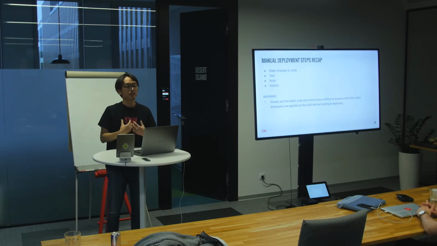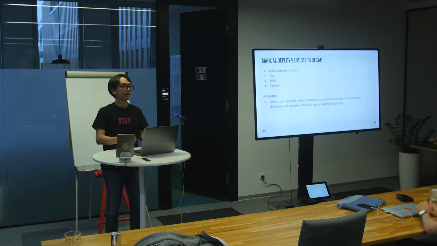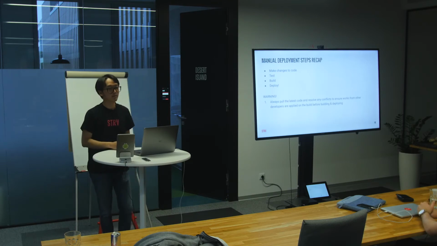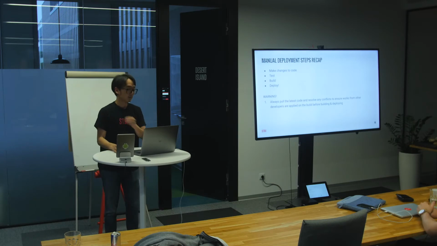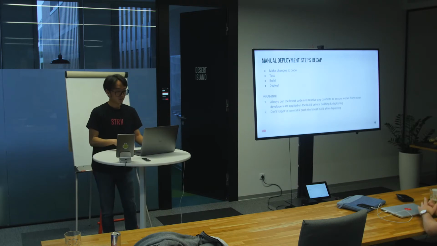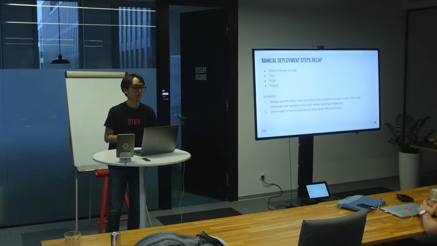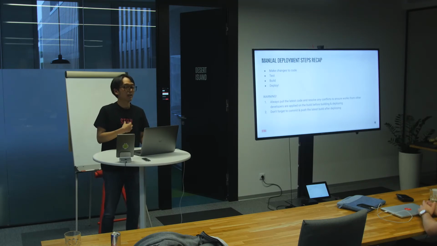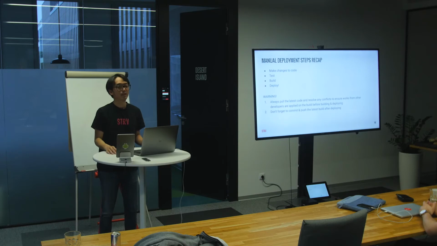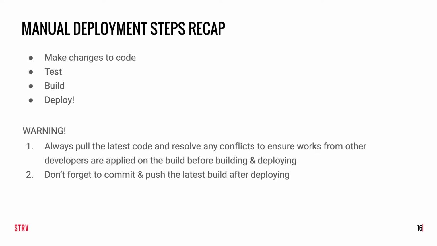What it means is that maybe my friend B has made feature B and put it on the repository, but I finished feature A on my machine. I build it, deploy it, and feature B is nowhere to be seen. So that is one warning you have to be sure about before manual deployment. The second one is don't forget to commit and push your latest build. What it means is that I finished A, I built it, deployed it, didn't push it, and my friend B will never know that feature A was finished or implemented. So there is a lot of manual work, a lot of warnings, and human errors that could happen with manual deployments.